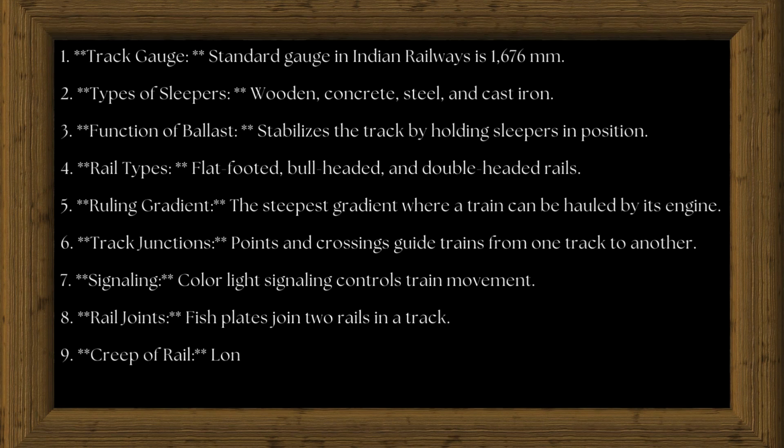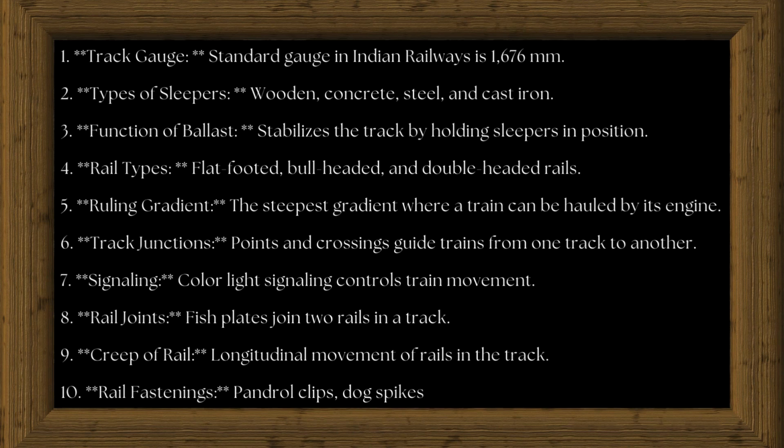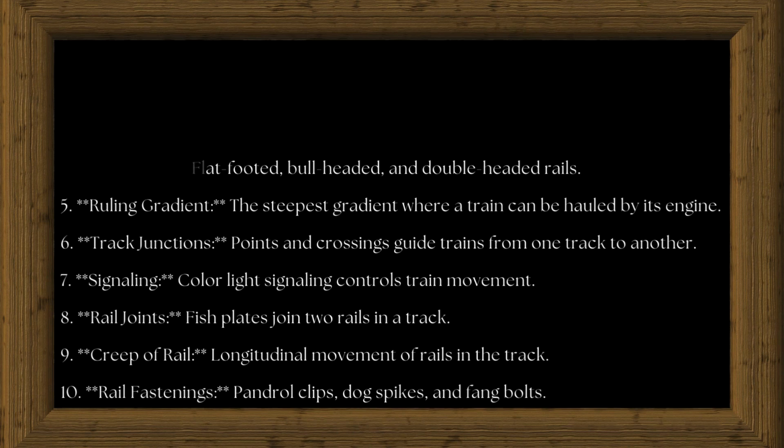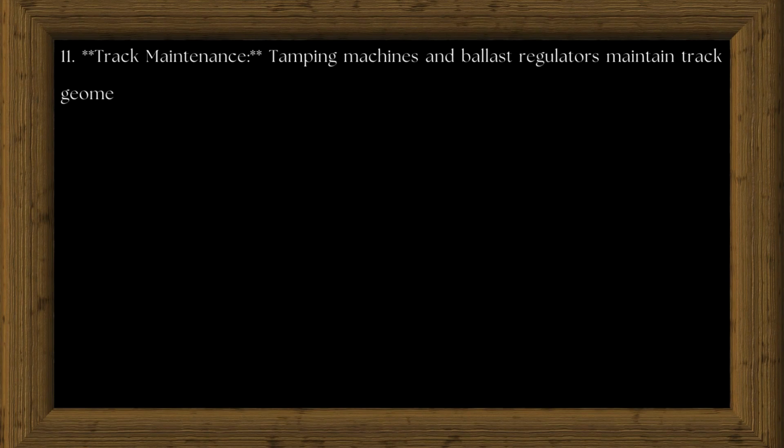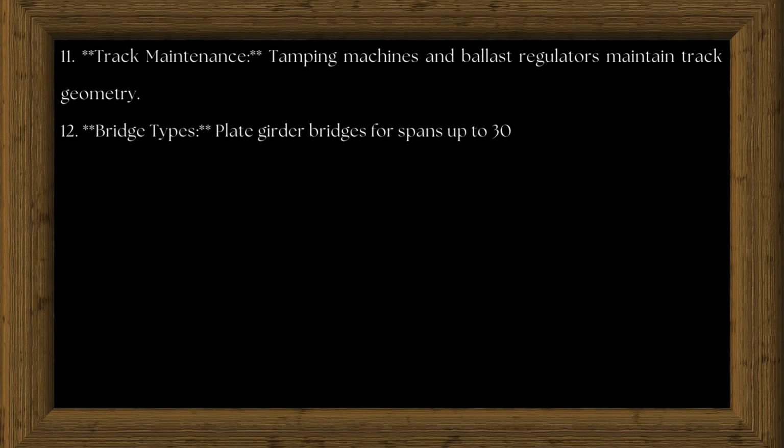Creep of rail: the longitudinal movement of rails in the track. Rail fastenings: pandrol clips, dog spikes and fang bolts. Track maintenance: tamping machines and ballast regulators maintain track geometry. Bridge types: plate girder bridges for span up to 30 meters.